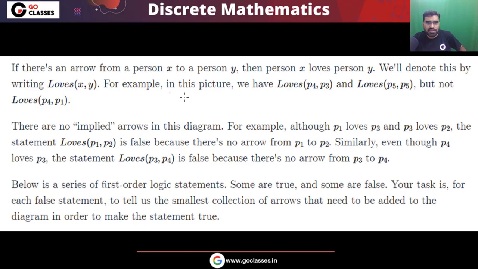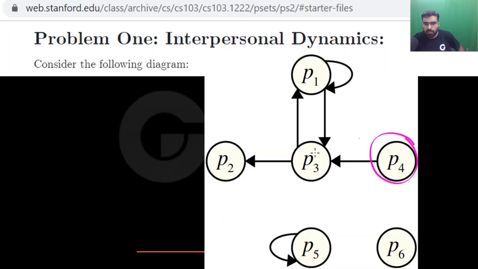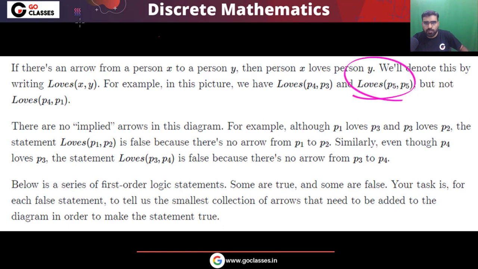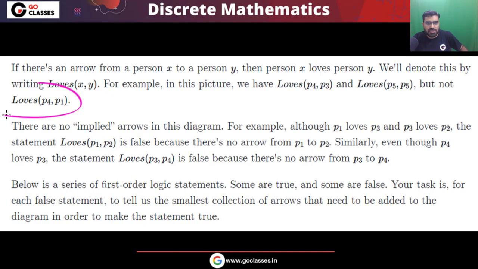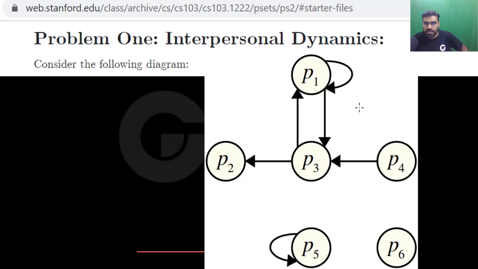So loves(P4, P3) means P4 loves P3, because there is an arrow from P4 to P3. Also loves(P5, P5) means P5 loves P5, because there is an arrow from P5 to P5. But not loves(P4, P1), because you can see there is no arrow from P4 to P1. So it means P4 does not love P1.